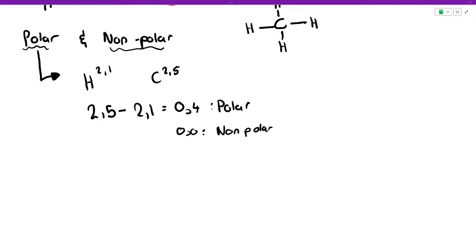Yeah. So let's say the values give you 0, then it's non-polar. If they don't give you 0, then it's polar. Oh, okay. Thank you. Because non-polar is considered pure. Here's an example: carbon, which is 2.5, and sulfur, which is 2.5. When you subtract them, you get 0. Therefore, it's non-polar.